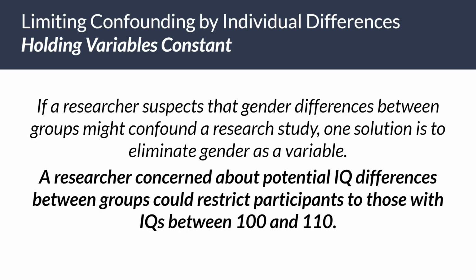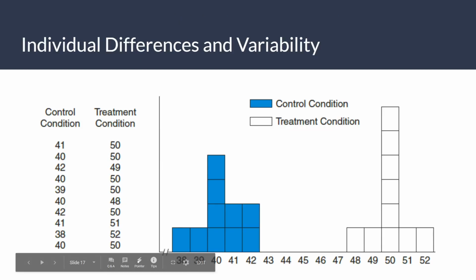Other than that, here's another example. A researcher concerned about potential IQ differences between groups could restrict participants to those with IQs between 100 and 110. Sometimes outliers, or those with very high or very low IQ, may influence the result of our experiment. So what he did is this: he measured their IQs first and he only recruited those with IQs between 100 to 110 to make sure that there are no outliers in the group.